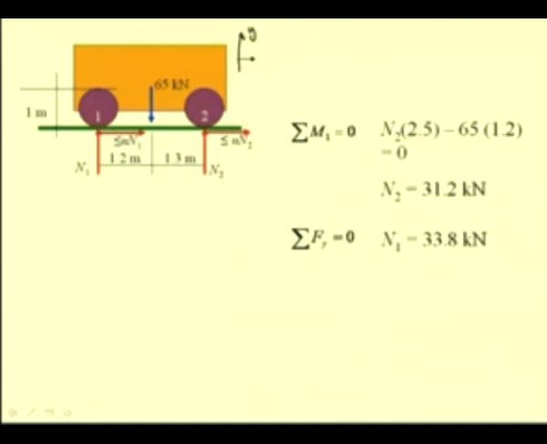So, we have N1 plus N2 should be equal to 65 kilonewtons, and from that we have N1 as 33.8 kilonewtons. So, once we have found these normal reactions N1 and N2, we can find the limiting value of frictional forces that are available at the points of contact between the wheels and the track.